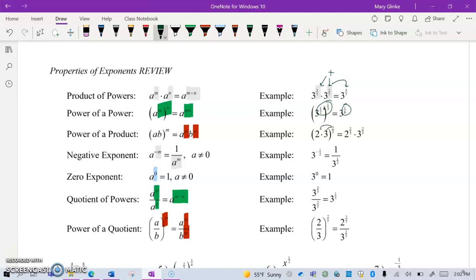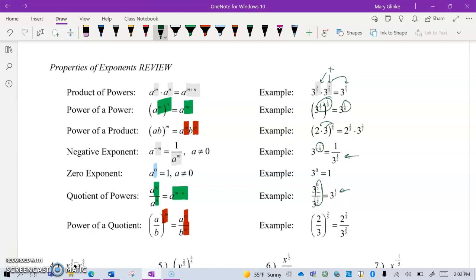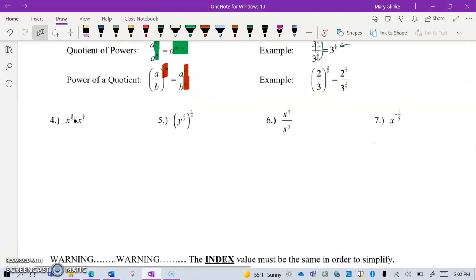We can distribute rational exponents to different bases with monomials. We can take rational exponents and move them into the denominator if they're negatives. We can take them and subtract them. Now, these all happen to have common denominators, but if they don't, we would have to find the common denominators. So let's go ahead and use that to solve a couple of these problems here.